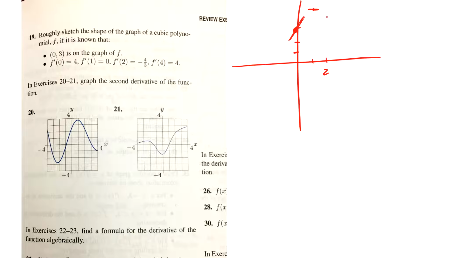So it's got to be going down like that, negative 4/3. And f prime at 4, out here at 4, somewhere, somehow, I don't know where it is on the y-axis, I know that the slope is 4. So you kind of get a feel for this graph. It's going to do something like this.